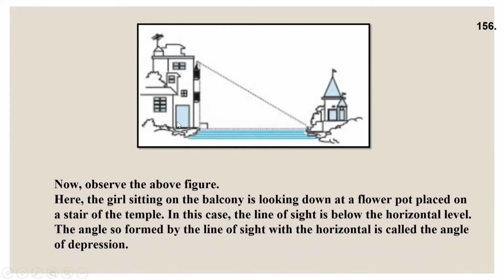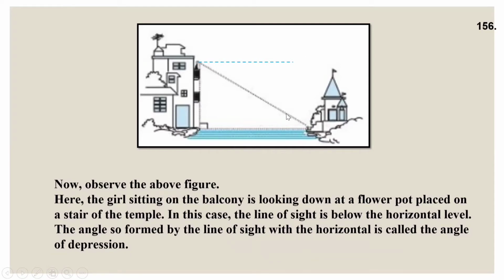So now just observe the above figure. Here the girl is sitting in the balcony and is looking down at the flower pot placed on the stair of the temple. So now when the person is standing up and looking down, down means depression, right? Whenever the person is looking down, the imaginary line formed between the eye of the observer and the point to be observed is called the line of sight. In this case, the line of sight is below the horizontal level. Which is the horizontal level? This is the horizontal level. So below this horizontal level is the line of sight.